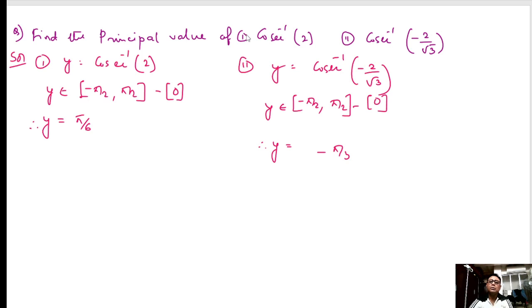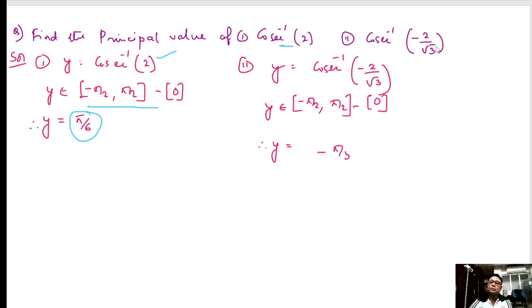Find the principal value of cosec inverse 2. Now, as you know, the principal value of cosec inverse lies between minus pi by 2 to pi by 2, but not 0. I cannot take 0. So cosec inverse 2 is whose value? It is pi by 6, so I can easily take pi by 6, it lies between this range.